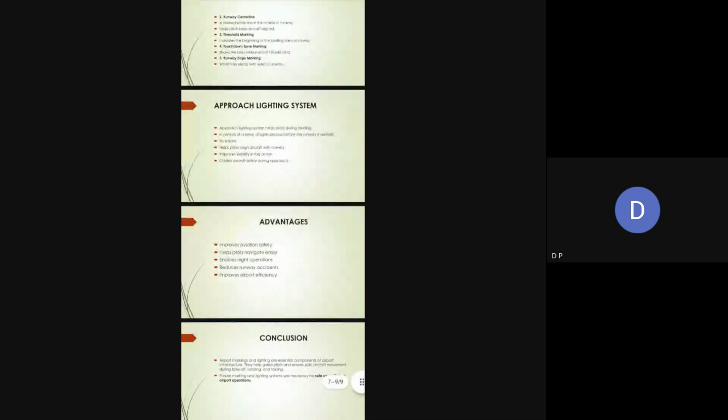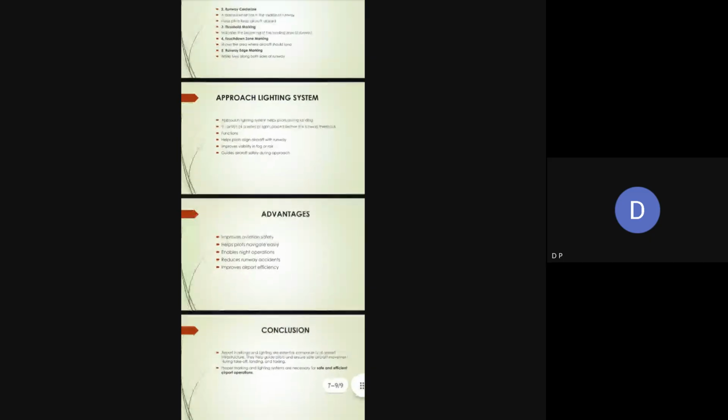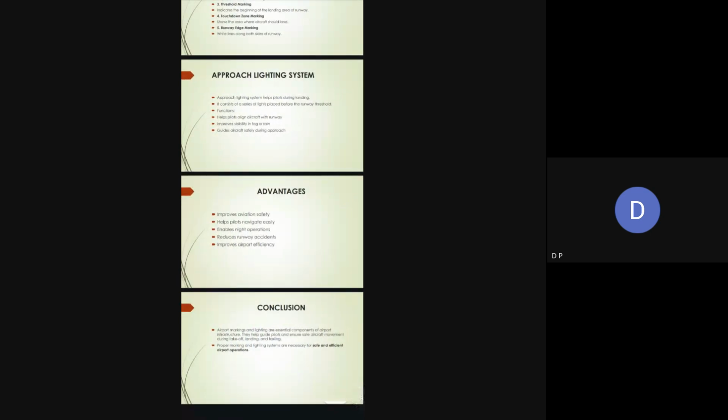Approach lighting system. The approach lighting system helps the pilot during landing. It consists of a series of lights placed before the runway threshold. Functions: helps pilots align aircraft with the runway, improves visibility in fog or rain, guides aircraft safely during approach. Advantages: improves aviation safety, helps pilots navigate easily, enables night operations, reduces accidents, improves aircraft efficiency.